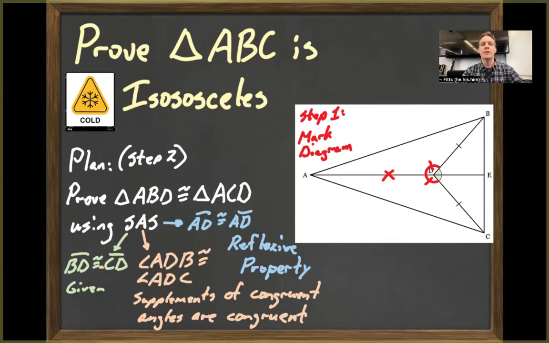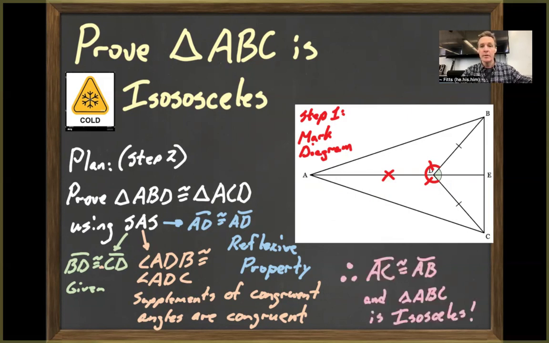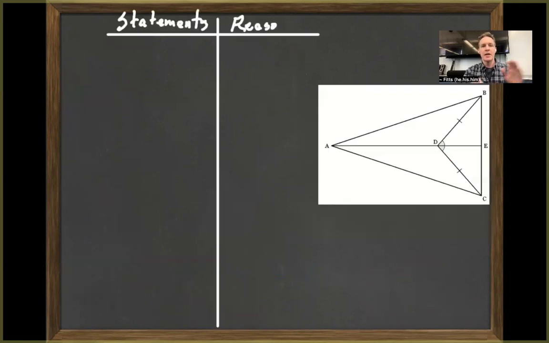Then AC is congruent to AB, these line segments here, because the triangles are congruent. Since the triangles are congruent, I know those sides have to be congruent because they're corresponding parts. What does corresponding mean? They're in the same relative place in a different triangle, right? And then triangle ABC is isosceles because the legs are congruent. So that's my plan. Let's go ahead and write out the proof.